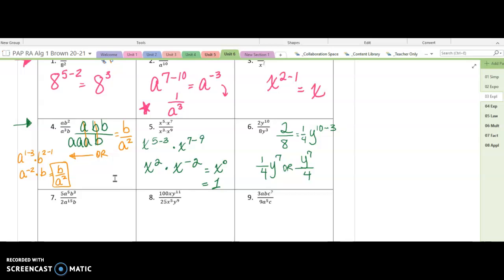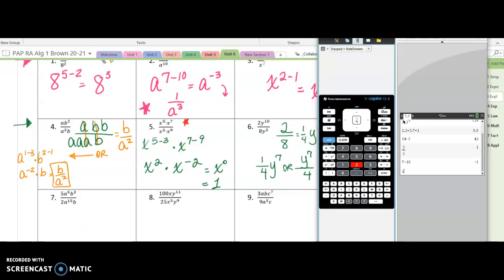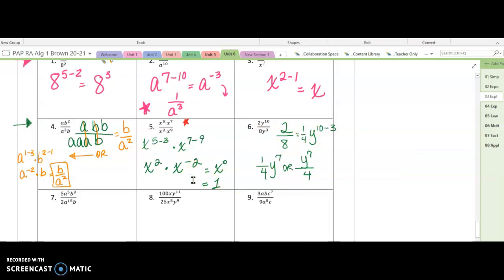All right, number 5. I liked this one because it made you work for just a measly little 1 there. Look at that. I have an x to the 5th minus 3. 5 minus 3 is 2. And then I have x to the 7th. 7 minus 9 is a -2. 2 plus a -2. Let's do this in our calculator, y'all. 2 minus 2 is 0. Anything to the 0 power except for 0 is 1. So x to the 0 power is 1. All right, my base is still x, right? Remember, my base is still x. X to the 0 power is 1. All right.